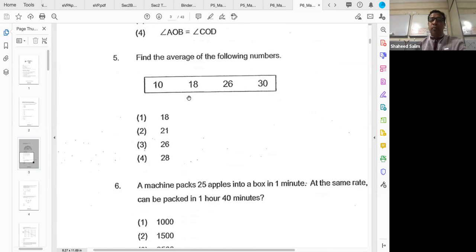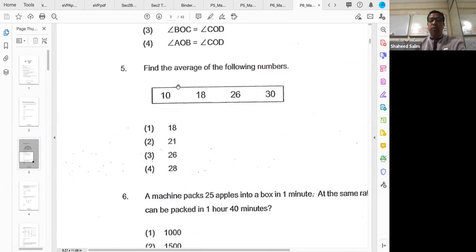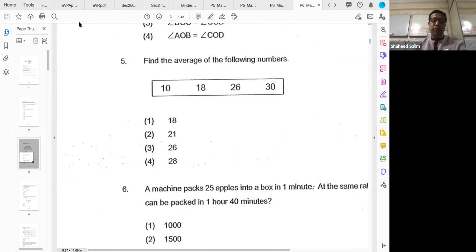You have another 6 weeks more before your exam. Find the average. You must remember the formula for average, yeah? It's easy. Okay.